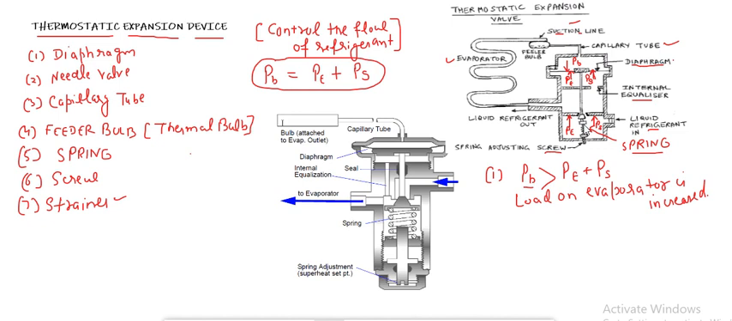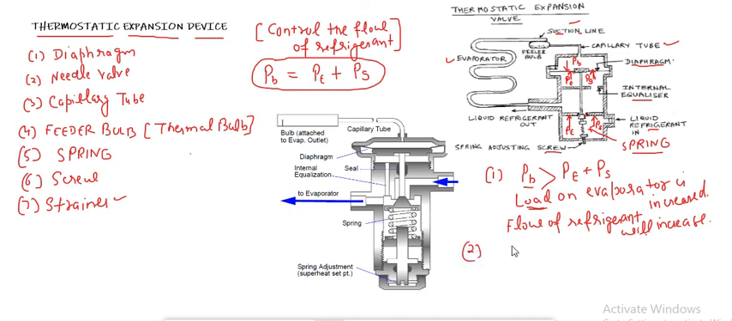So if this valve moves in the downward direction, what will happen? This thing will move in the downward direction. So if this thing moves in the downward direction, the quantity or the flow of refrigerant into the evaporator will increase. So flow of refrigerant will increase, and that is what is always required. If the load on the evaporator is increasing, obviously we have to supply more amount of refrigerant in it, so the flow of refrigerant will increase, and that is our desired condition.